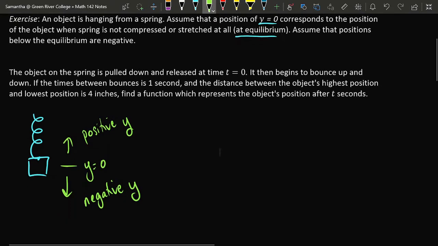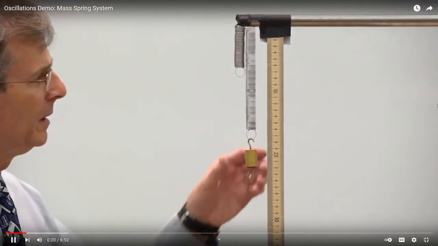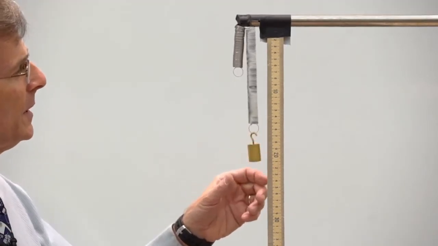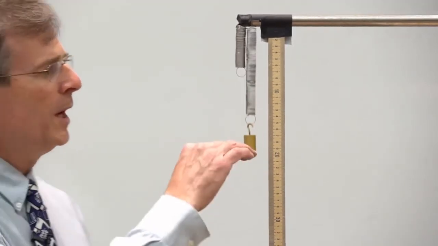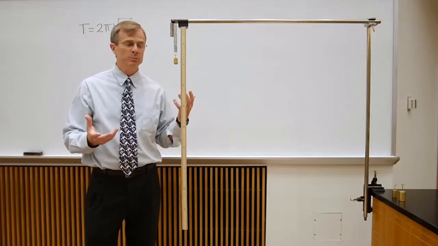Okay, so we come in and we grab hold of the object on the spring, and we pull it down and then release it. Once you do that, the object will begin to bounce up and down. The period of the motion is the time required for one oscillation. Boom, boom, boom. So it's the time between booms.